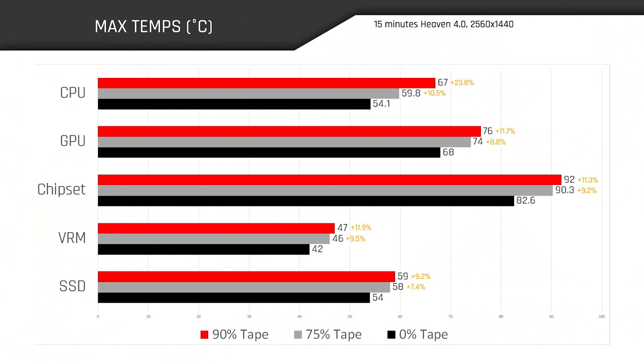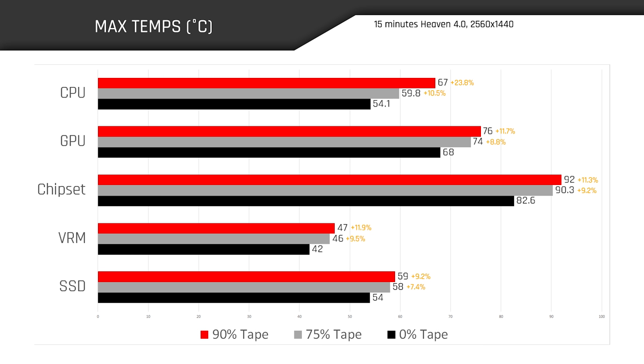As you can see, our GPU started out at 68C, which is really not too bad at all for an RTX 2070 Super, and then it went up to 74C once we cranked it up to 75% tape. That's an 8.8% increase on thermals, and then up to 76 or 11.7% with a 90% tape application.